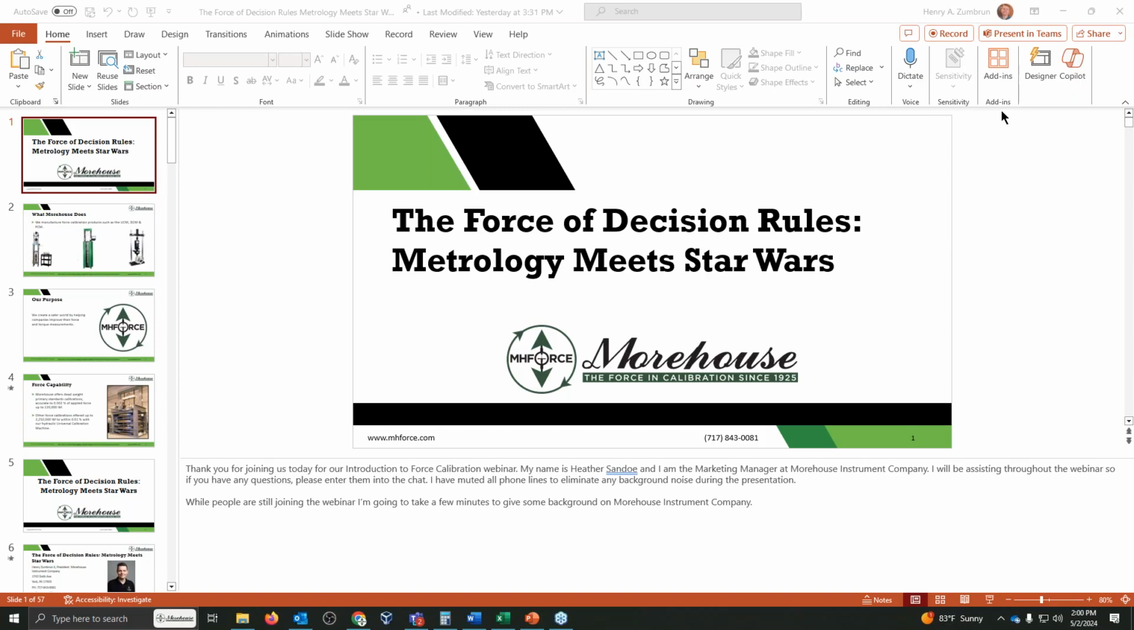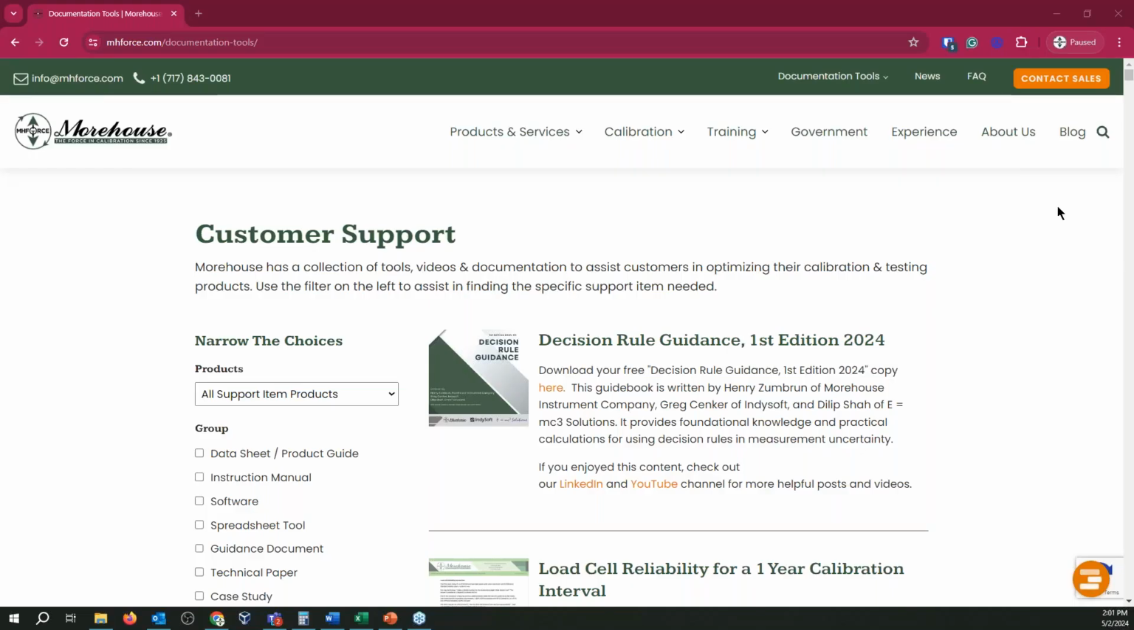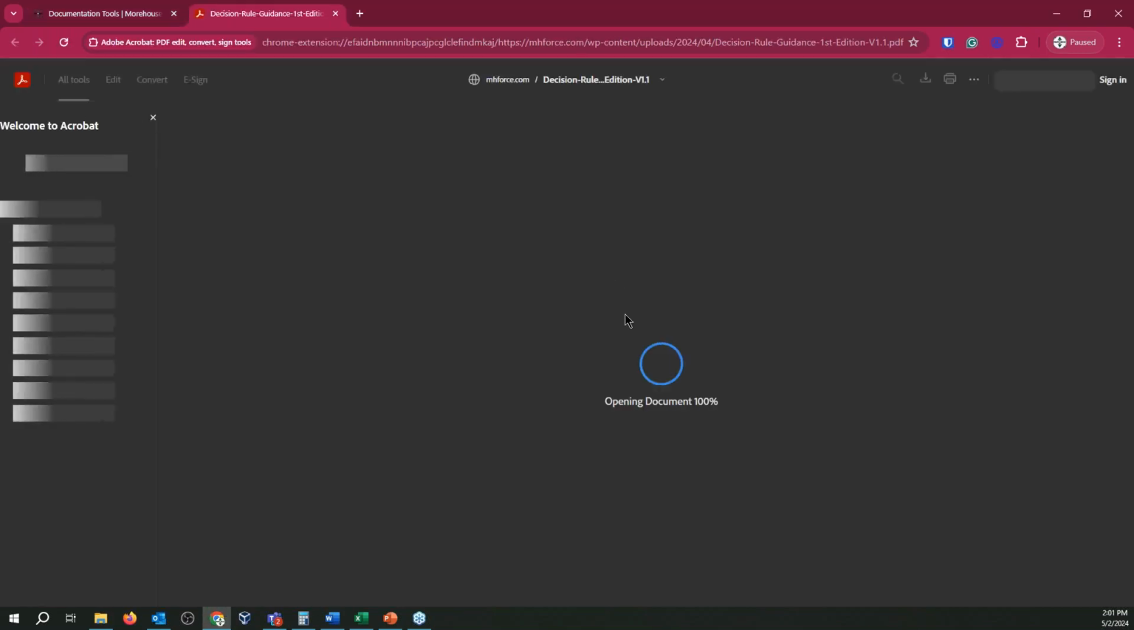All right, so many of you may or may not know that we have this new decision rules document that's out. This is something that Greg Senker, Dilip Shaw, and several others have helped us with, but it can be found at our website. We put this out for anyone that was struggling with decision rules and trying to simplify them. If there's any interest, it's in the chat. It's Decision Rules Guidance, first edition here. You can see my screen.